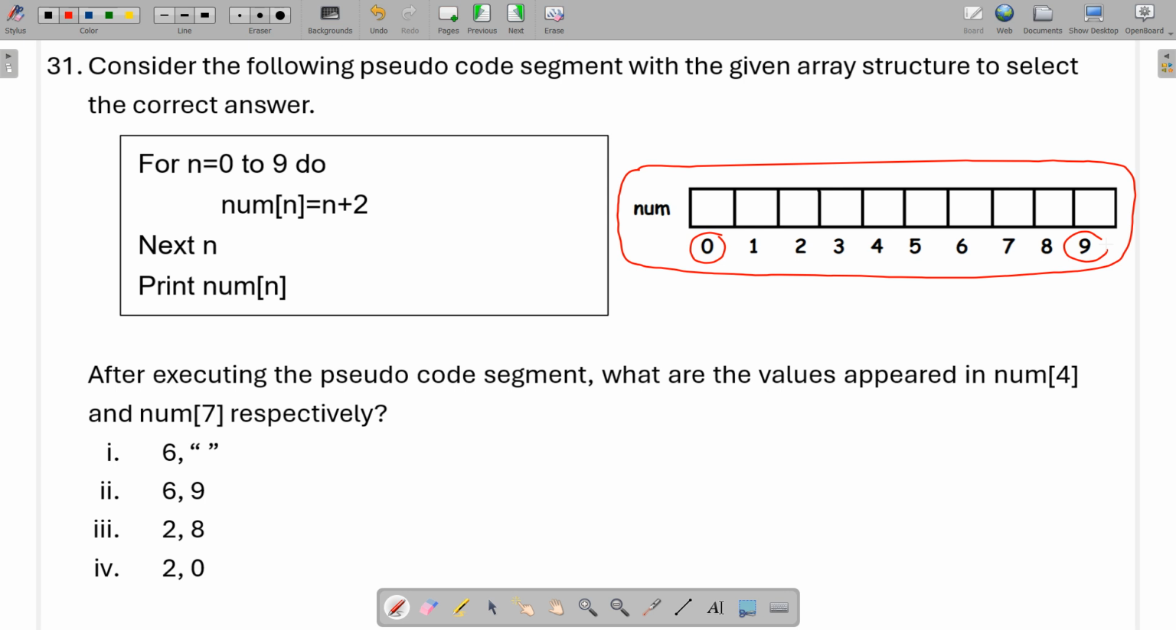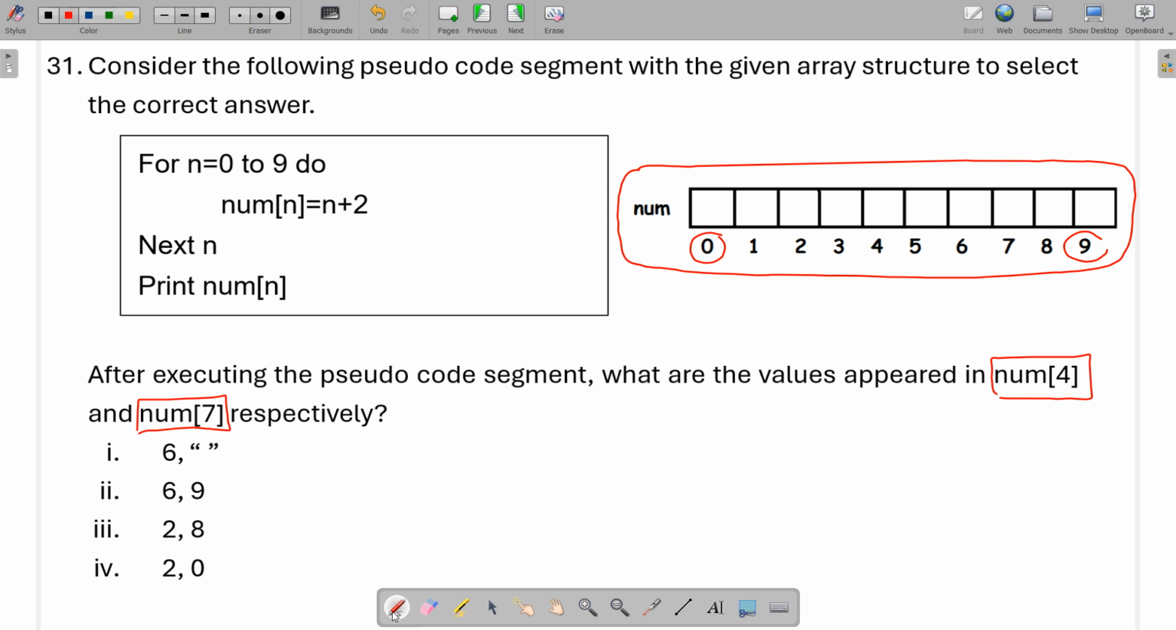So the code is given here. It's kind of a pseudocode. It says after executing the pseudocode segment, what are the values appearing in num4 and num7 respectively. Okay, so let's see how this is going to be.